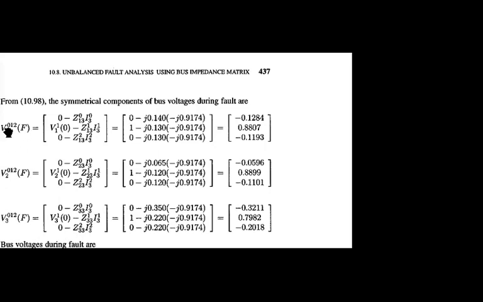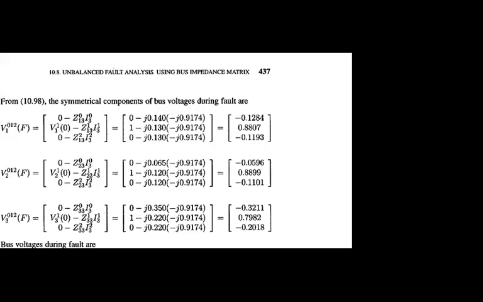But in which domain? 0, 1, 2 domain. But our target is to find the ABC domain, right? So what we have to do is use this 0, 1, 2 domain information with A operator multiplication to get ABC domain information, right? Now let's check.